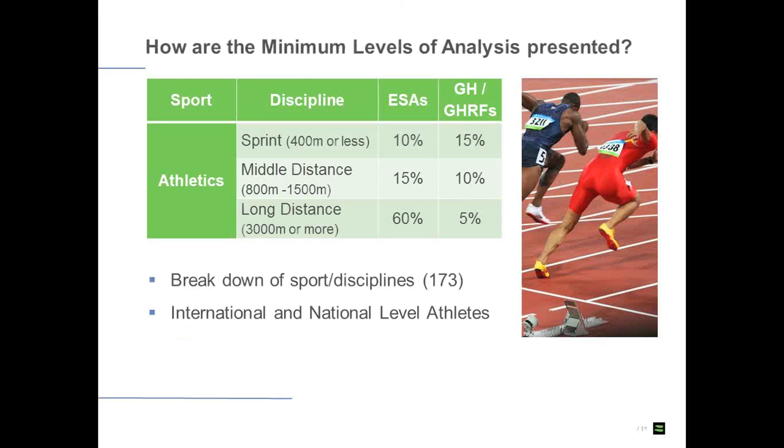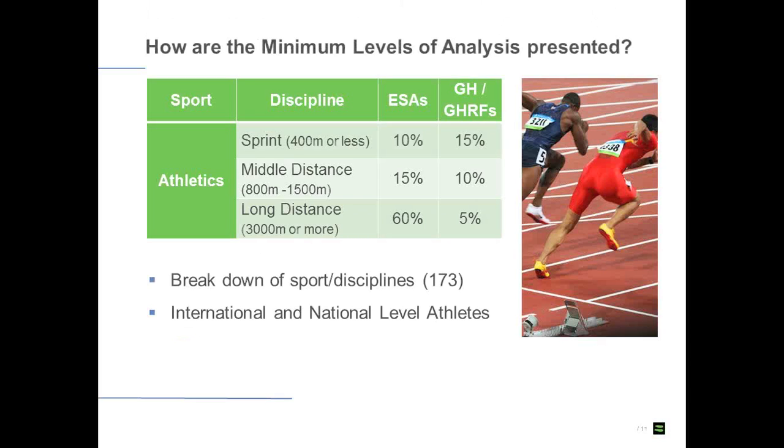The breakdown of the sports and disciplines and their MLAs reflect the different physiological risks to the prohibited substances within the scope of the technical document. As an example, the athletics, track and road disciplines vary in their percentage of analysis based on the different physiological aspects of power to strength to endurance, from the sprint to longer distance disciplines. The risk of ESAs increases as the distance increases to reflect the greater requirement on the aerobic energy system and the benefits that ESAs can provide.